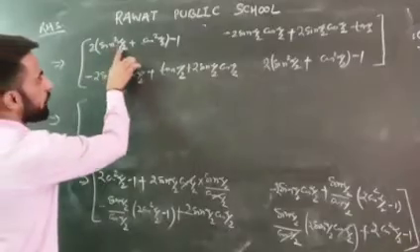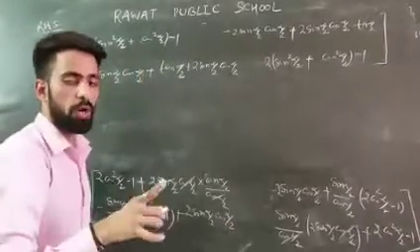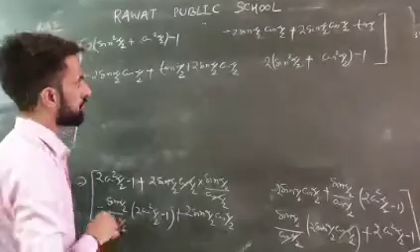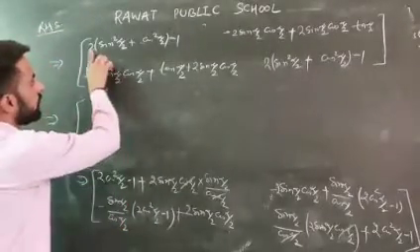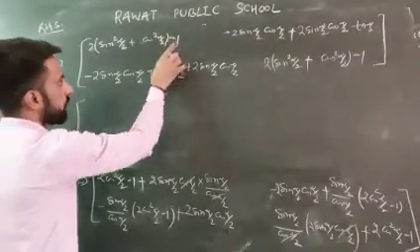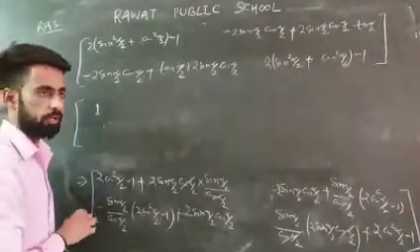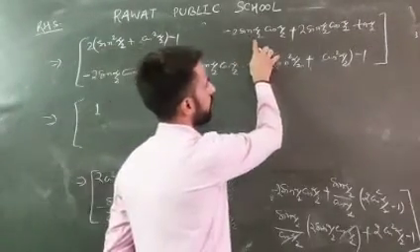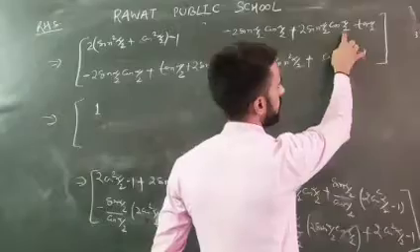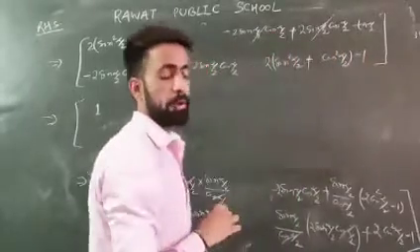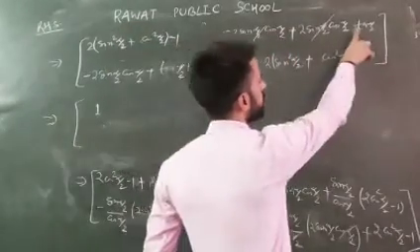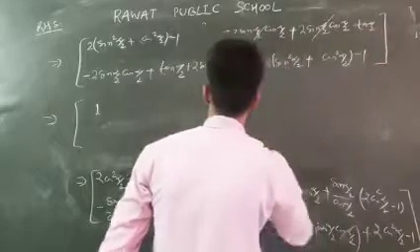2 outside, sin square theta plus cos square theta is 1, the unit identity of trigonometry. 2 into 1 is 2. 2 minus 1 is 1. Minus 2 sin alpha by 2 cos alpha by 2 plus 2 sin alpha by 2 cos alpha by 2 cancel, it becomes 0. What is left? Minus tan alpha by 2 is left.